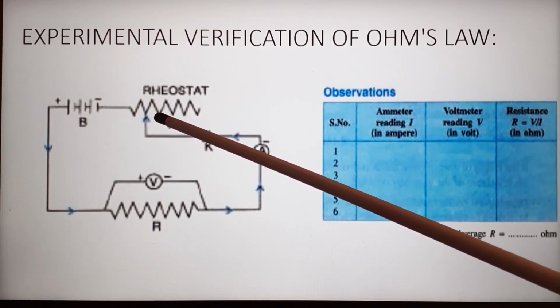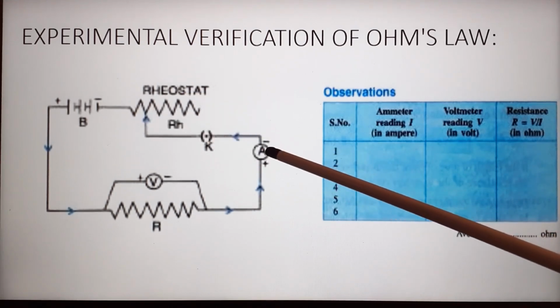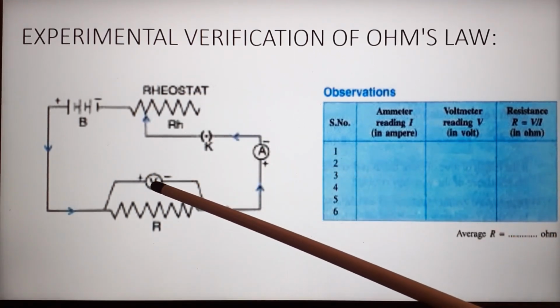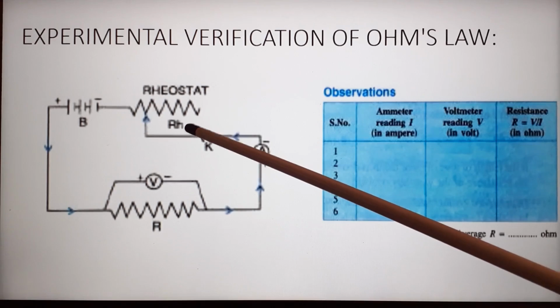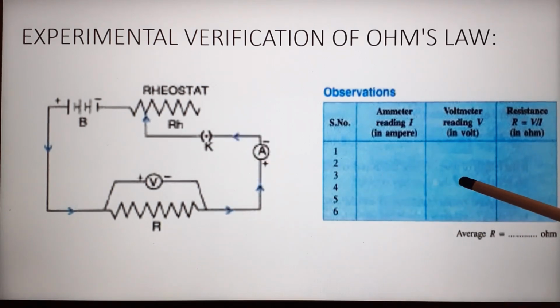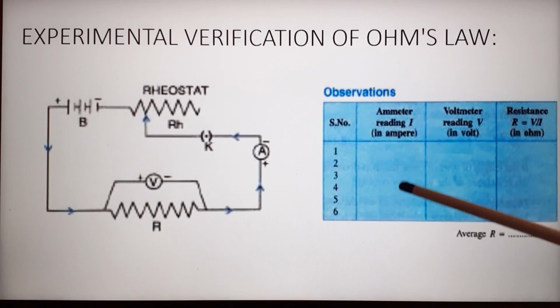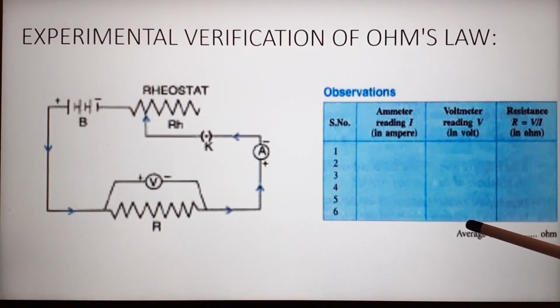Value of resistance increased, so definitely the amount of current will decrease and potential difference will decrease. So we will note down those values. Again we will change the resistance, and again we will note down the values of current and voltage. Likewise we will fill in these columns, and then we will divide and find out resistance.